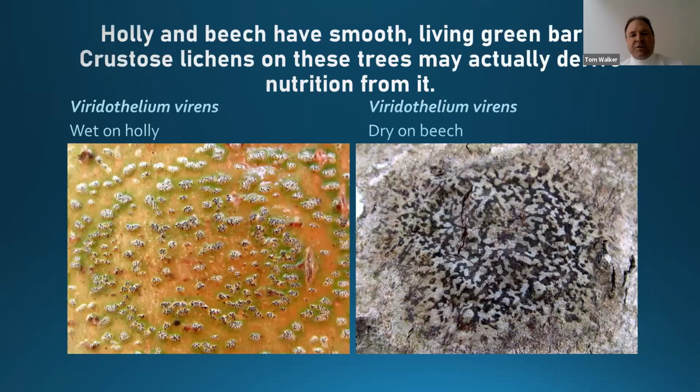So holly and beech trees have smooth living green bark, and crustose lichens that grow on these trees may actually derive nutrition from it. Now, this is the same species. We've got one on holly on the left and one on beech on the right. They're actually the same species, but they're very different colors because hollies have an orangey inner bark layer and the beech does not.